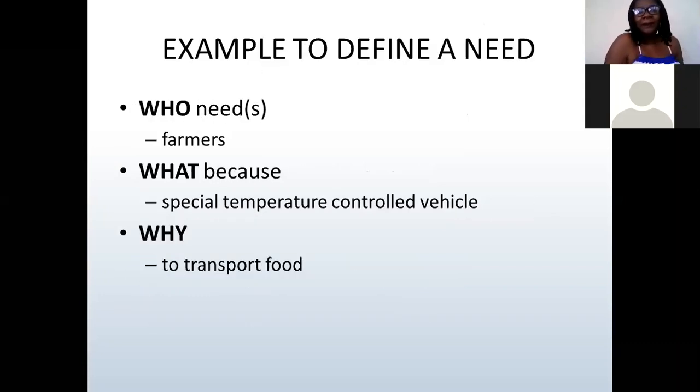Earlier, I mentioned my example, transportation of food. In this case, the who will be the farmers. What do they need? A special temperature-controlled vehicle. Why do they need it? To transport food. So just simple, but very specific with regard to who, what, and why is involved.